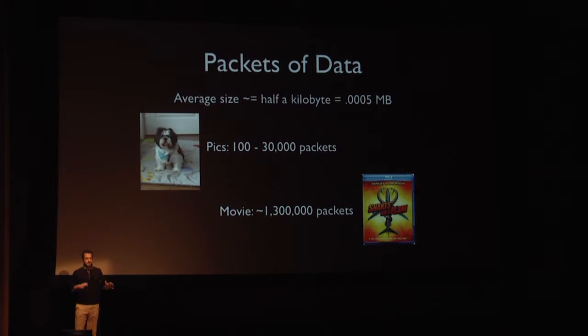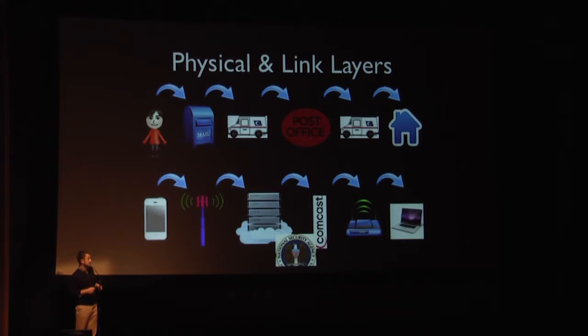So let's drop down and figure out how data actually moves from point A to point B on the internet. The first thing we have to understand is that every image or movie you download is split up into little packets of data. A 700 megabyte movie might translate into 1.3 million packets of data.